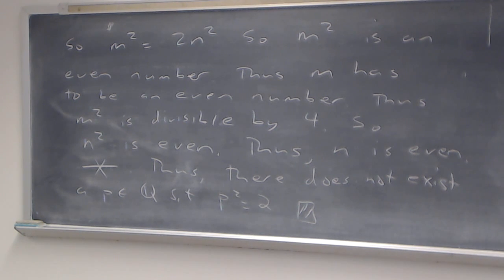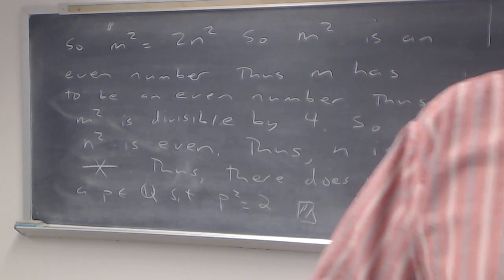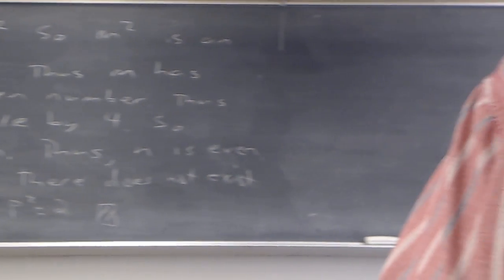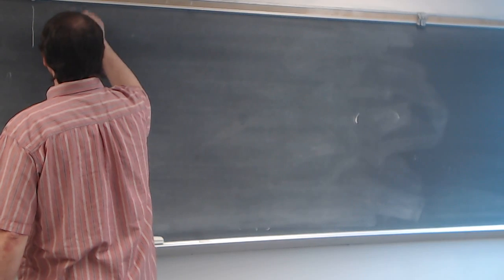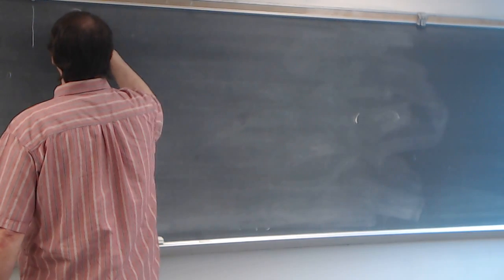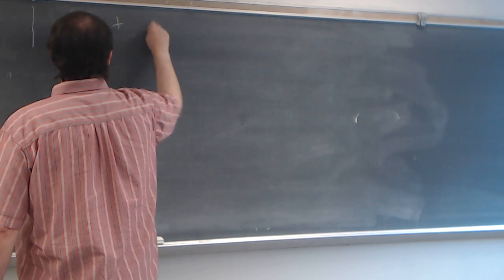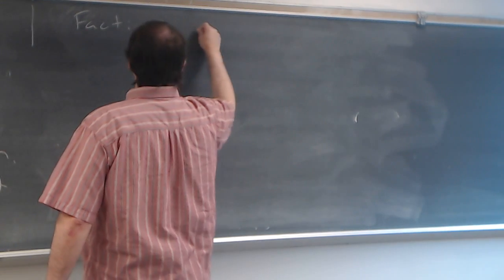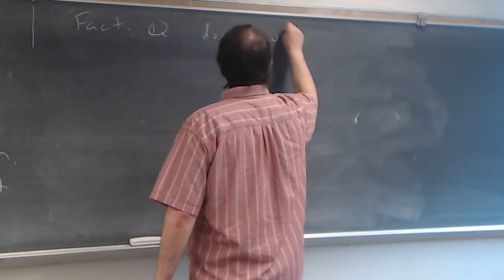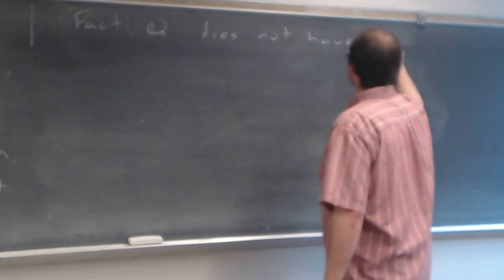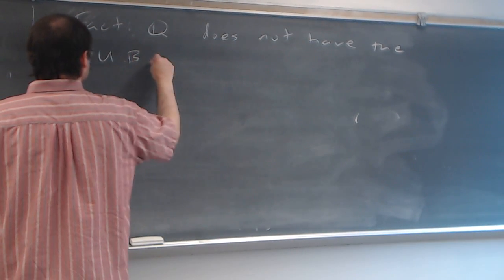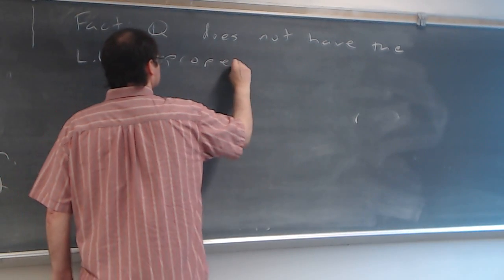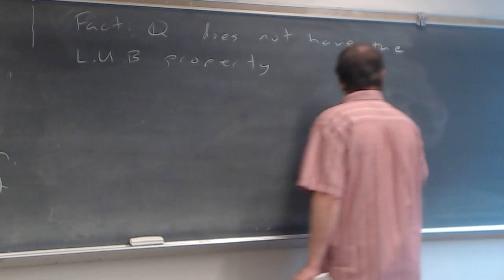Okay, what I want to do next is state, this is a fact, Q does not have the least upper bound property.